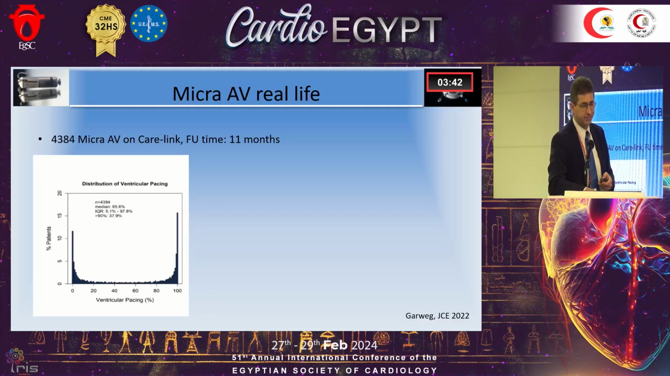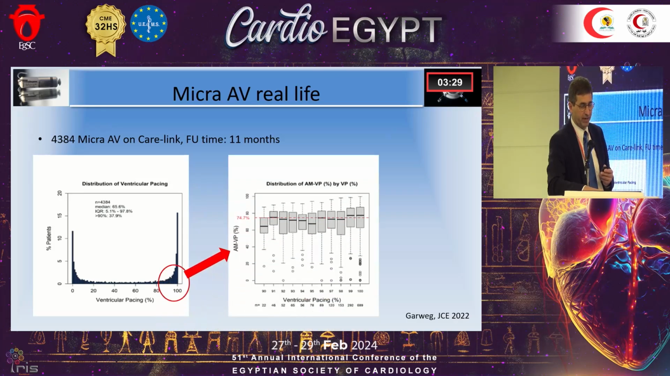In real-life data, it's an American data set with the Micra AVs on CareLink. The typical distribution of ventricular pacing: if the patients with over 90% ventricular pacing were selected and checked for AV synchrony, the devices could reach an AV synchrony of approximately 75%, which is not bad, but for me, this is not good. It's not comparable to DDD pacemaker.